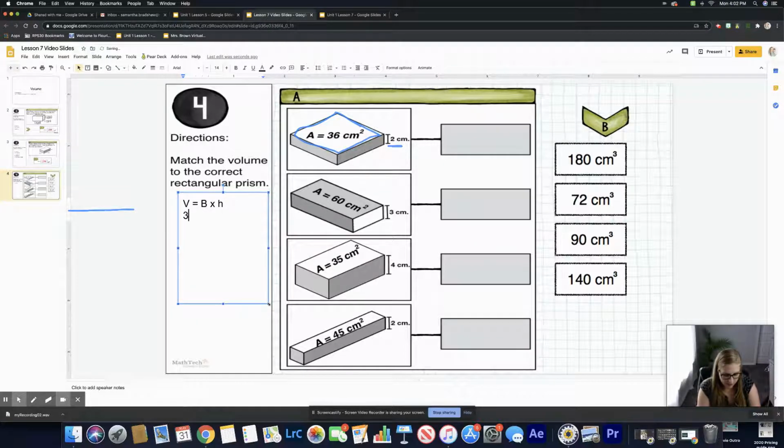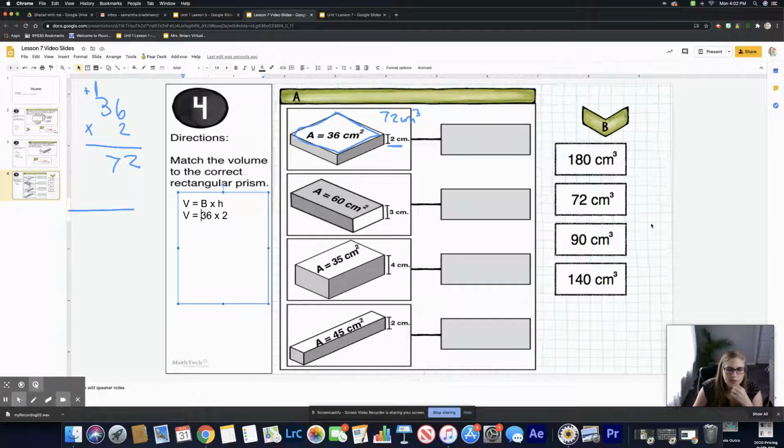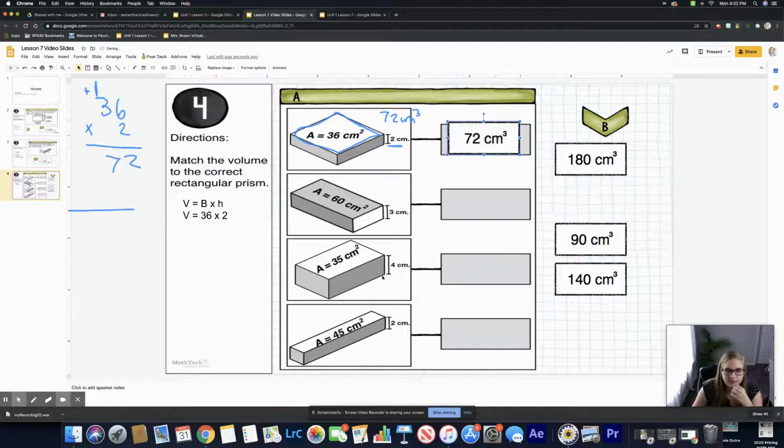So here I have 36 times 2. So volume equals 36 times 2. I'm just going to take my cursor over here. 36 times 2. 6 times 2 is 12. Carry my 1. 2 times 3 is 6, plus 1 is 7. So my volume of this one is 72 centimeters cubed. Well, I have to look. Do we have that? We do. So I'm going to drag that here. All right, let's solve the next one.